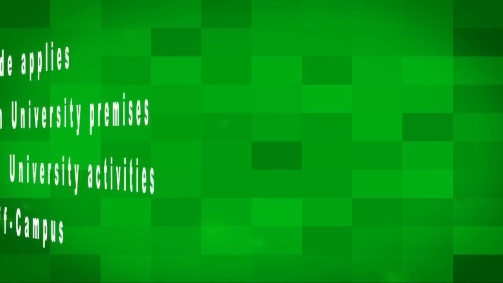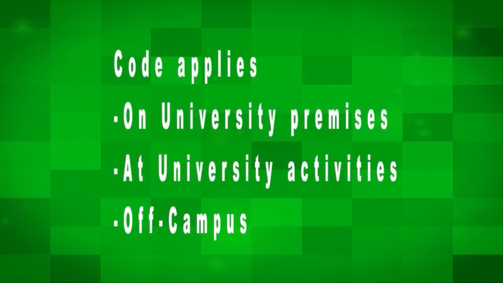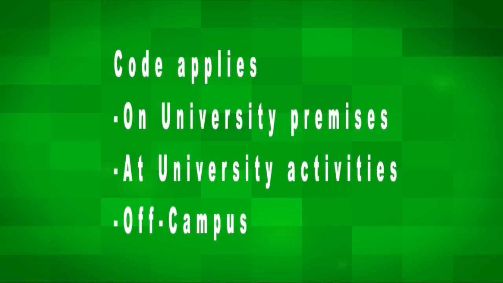The code applies to conduct that occurs on university premises, at university activities, and also to conduct that may occur off campus that could adversely affect the university community and/or pursuit of the university's educational mission, or that could create a hostile environment for a student on campus. In a nutshell, this means that you represent UNT and your organization wherever you are.